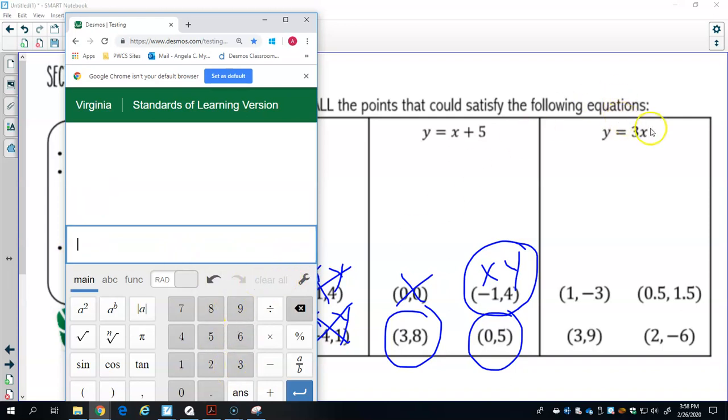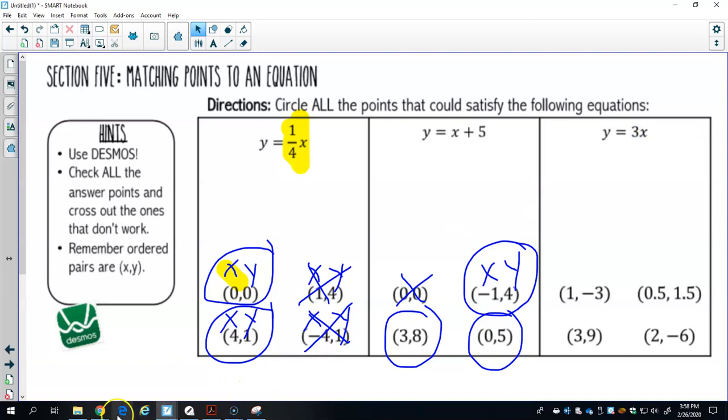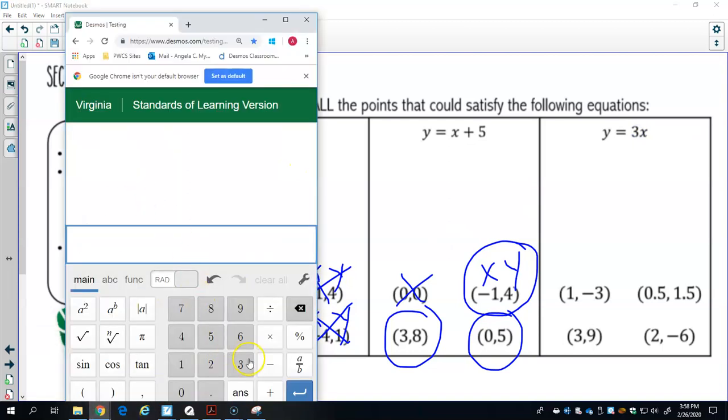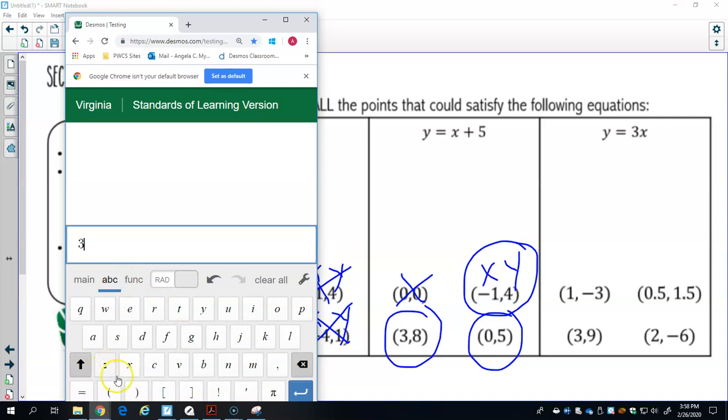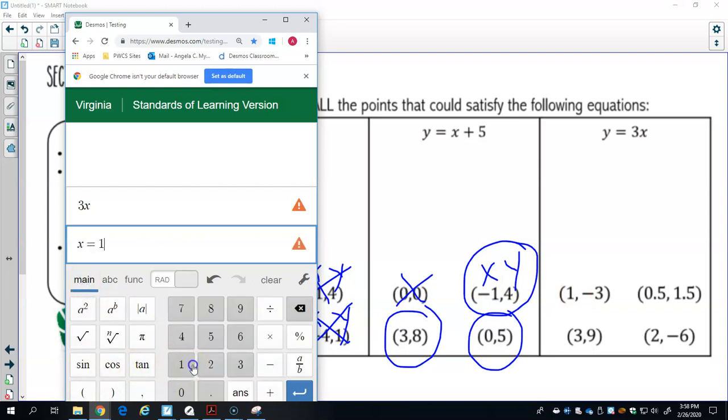And I'm going to put in this expression, 3x. So I'm going to put in 3x. And I'm going to go to my next line, and I'm going to say, what if x is 1? X equals 1. So if x is 1, do I get 3? Or negative 3? No, I get 3. So this one is not going to work. What if x is, let's look at the one down here. What if x is 3? Let's try that. If I put in 3 for x, do I get 9? Yes, I do. X is 3, then y must be 9.